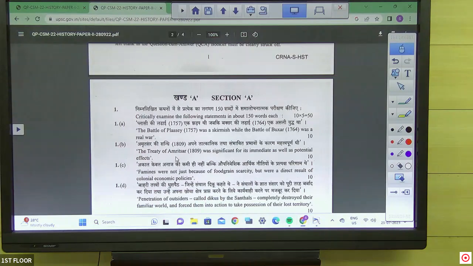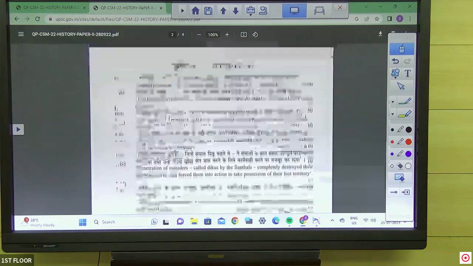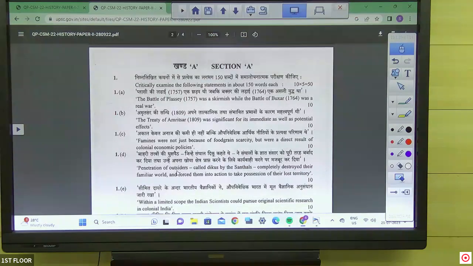Famine: not just because of food scarcity, but the direct result of which colonial policy? Economic. Which economic policy? Zamindari, Mahalwari, and one more, commercialization of agriculture. In these words alone we need it. Got it. Next is the Santhal uprising, penetration of outsiders. While discussing the causes of the tribal uprising, one of the main causes is outsiders. Who are the outsiders? Zamindars, merchants. Well, that is the answer.